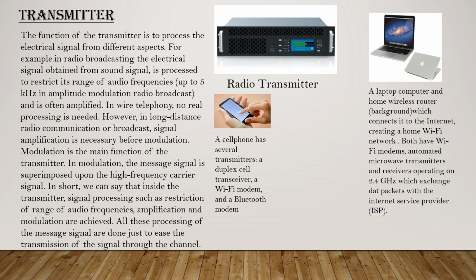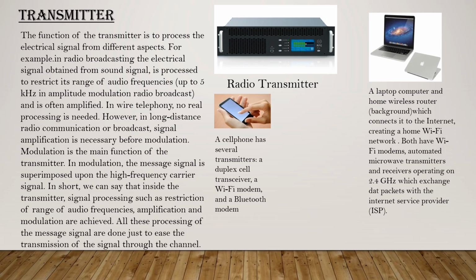In short, we can say that inside the transmitter, signal processing such as restriction of range of audio frequencies, amplification, and modulation are achieved. All this processing of the message signals is done just to ease the transmission of signal through the channel. Now in the case of radio transmitters, a primary example, a cell phone has several transmitters: a duplex cell transceiver, a Wi-Fi modem, and a Bluetooth modem. These are examples.